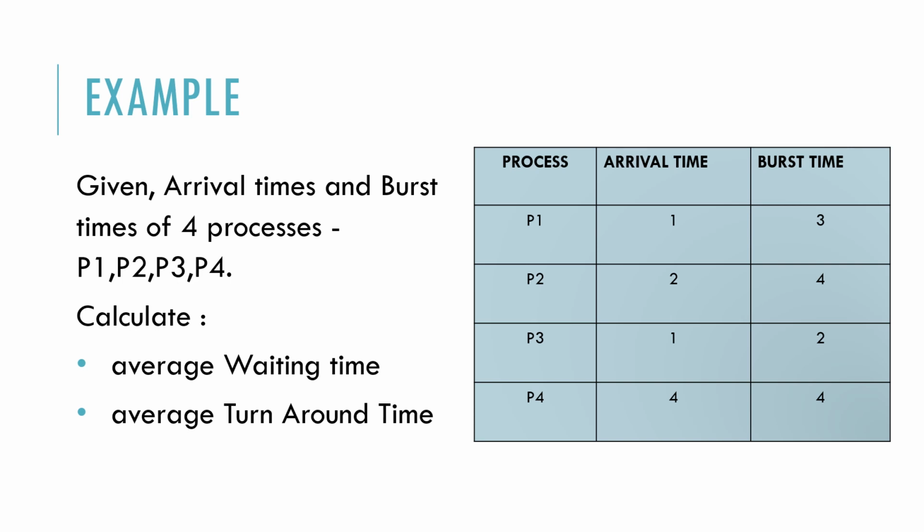The process P3 arrived at 1 millisecond, which is same as the process P1, but its burst time is 2 milliseconds only. And P4 arrived at 4 milliseconds and its burst time is also 4 milliseconds. So, according to SJF algorithm, as we have discussed it, the process with the shortest burst time executes first.